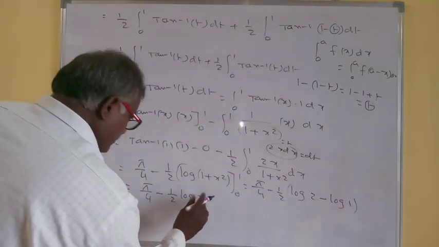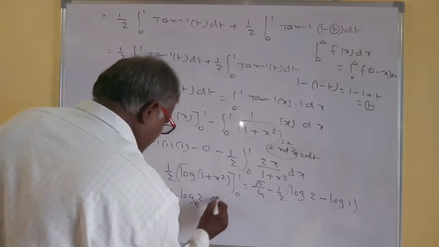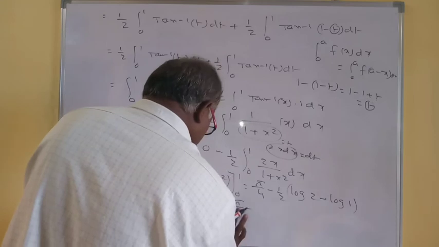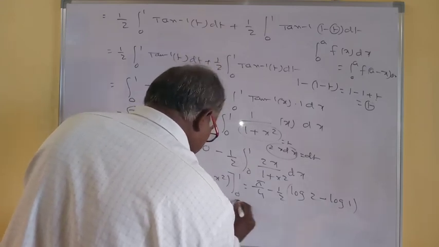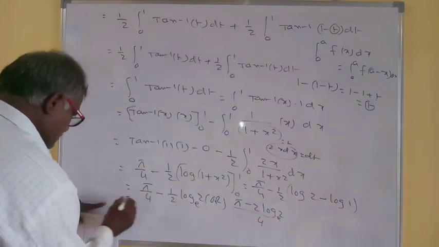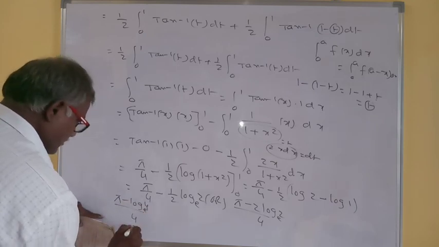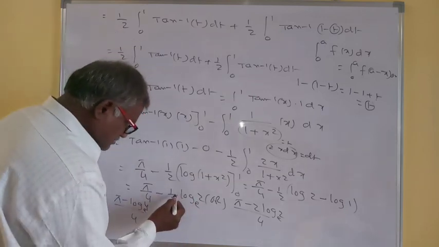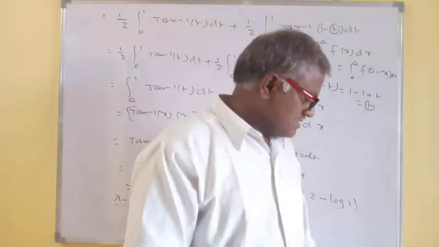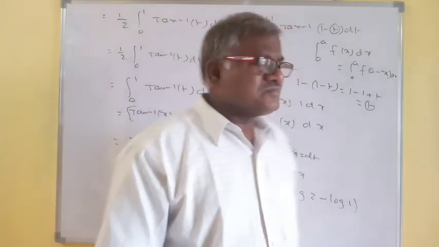Always remember the base must be e. Sometimes the same thing in options will be given like this: pi by 4 minus, taking the LCM, pi minus 2 log 2 base e by 4, or simply log 4 to the base e by 4. Or sometimes it may be given as pi by 4 minus log of root 2 to the base e. So this is the way to do it.